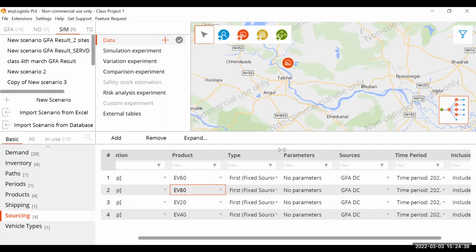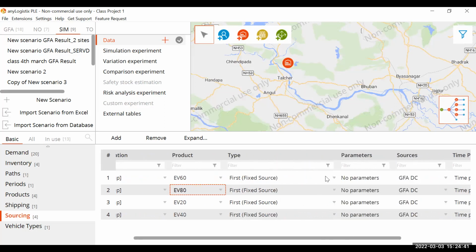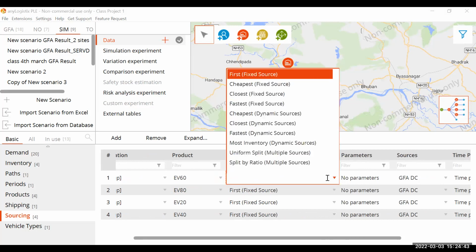So now what is your sourcing policy? This is important, so let us try to understand it. What we are trying to say is, whenever delivery is happening from your warehouse or distribution center, on which logic will it happen? If you see, the source is your GFA DC, in our case I think it is close to Rourkela or something, or in your case it was Aurangabad, right?